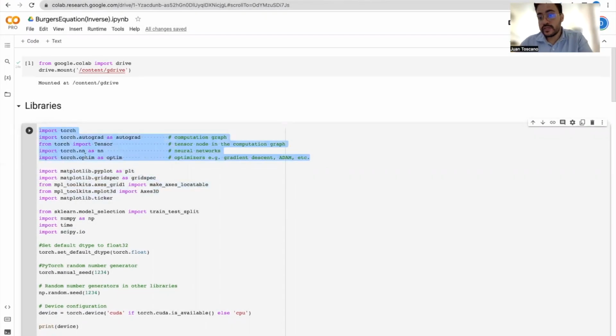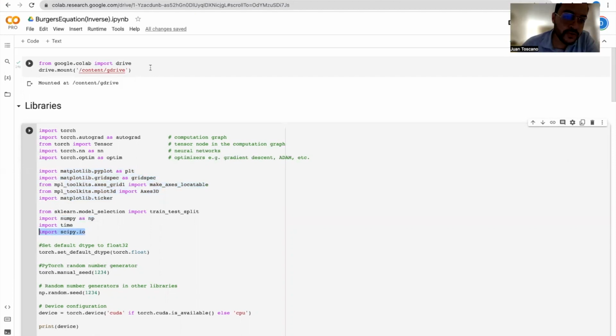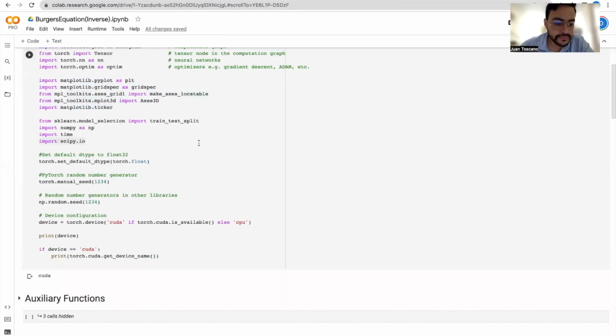We will be using PyTorch as the machine learning framework, matplotlib to visualize the data and also to plot our results, numpy to process our arrays, and scipy to open the reference solution. Please remember that for this tutorial, you may need to download the reference solution that is on my GitHub. The link will be in the description of this video. Also, if you're running this code in Google Colab, please upload the reference solution to your Google Drive and use this line of code to be able to open it inside of this notebook.